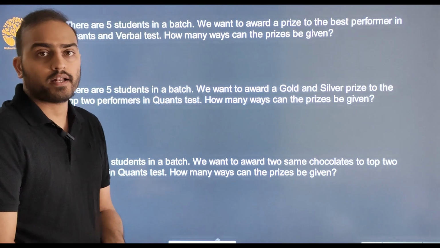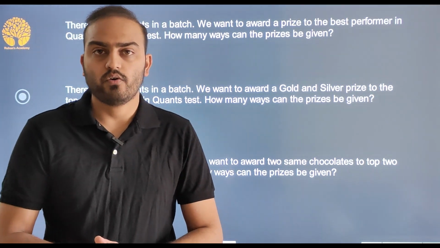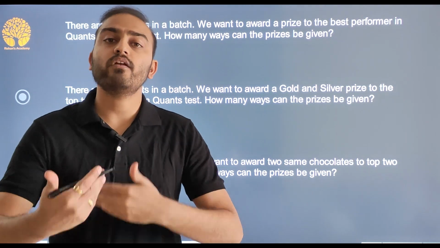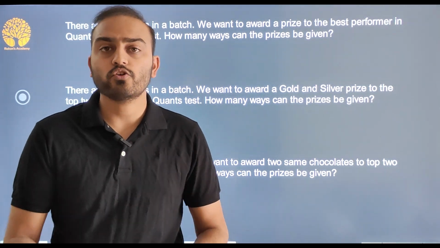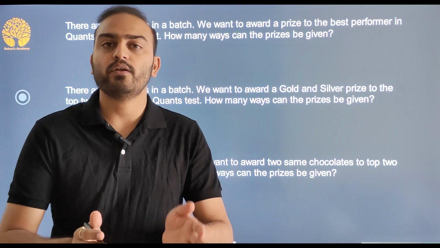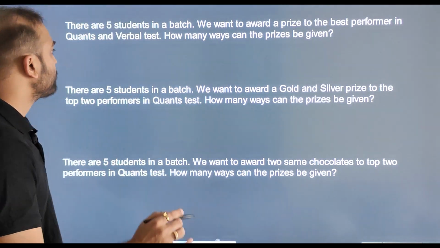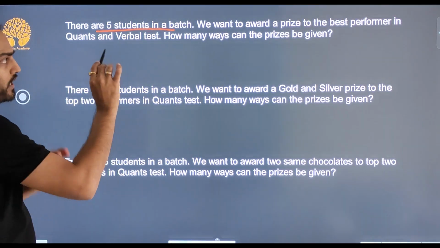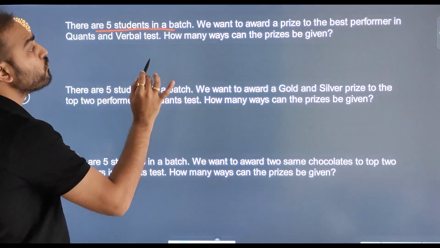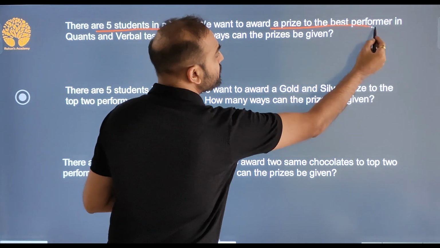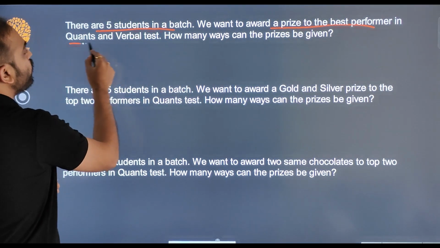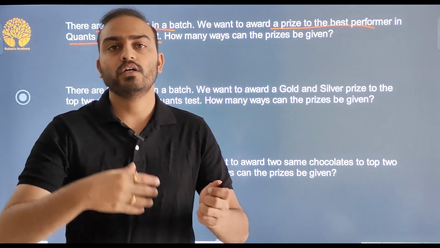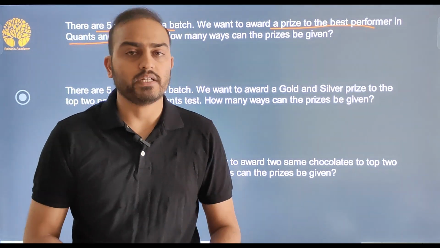All right, so let's look at an example. Let's look at three different questions that will help us decide when to use counting, permutation and combination, and understand the difference between the three. So again, there are 5 students in a batch. What do we want? We want to award a prize to the best performer in the quant and verbal test. So we are going to conduct 2 tests for those 5 students, one quant test, one verbal test.